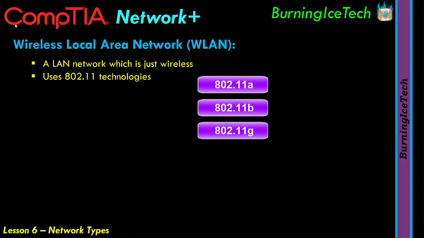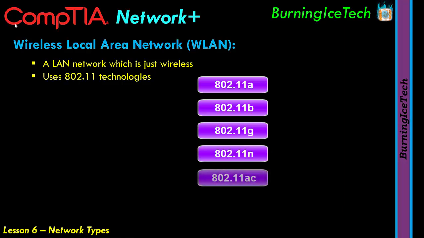802.11g, yeah, not C, G. A lot of folks tend to think it's going to be C. There's no such thing. It's 802.11g, 802.11n, and then there's actually a fifth one, 802.11ac. So we are going to discuss these wireless frequencies in much greater depth later on in this series, and this is definitely something you guys need to know for the exam.